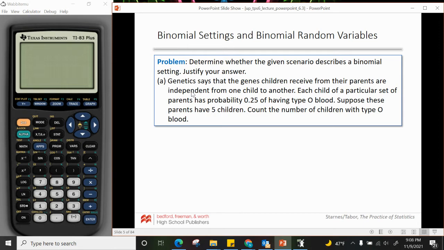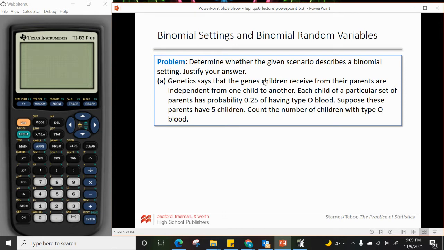So here's a couple problems that we'll take a look at and determine if it's a binomial setting or not. Genetics say that the genes children receive from their parents are independent from one child to each other. Each child of a particular set of parents has a probability of 0.25 of having type O blood. Suppose these parents have 5 children. Count the number of children with type O blood.